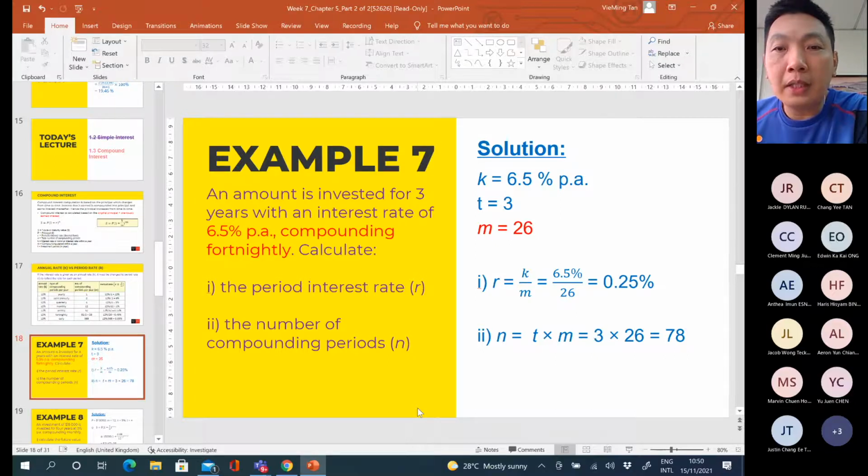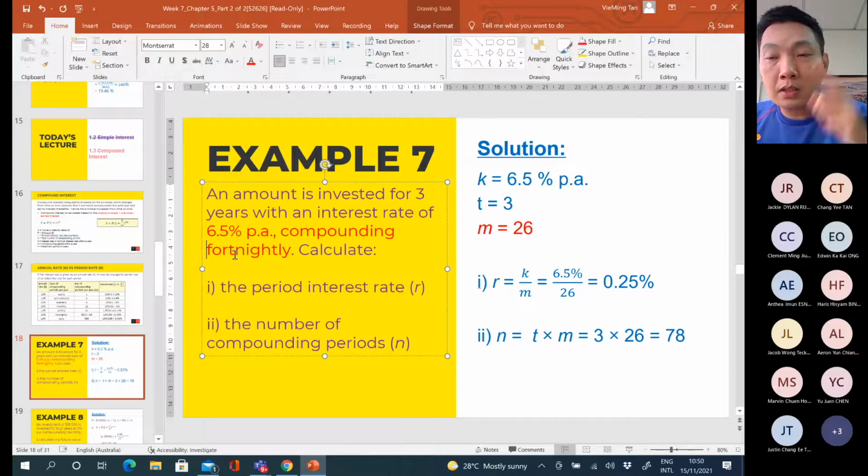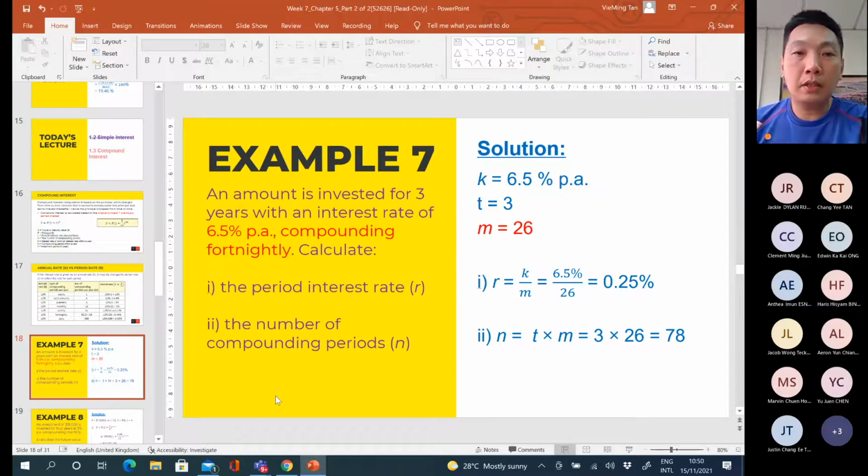This one should be how many times the interest is being compounded within 3 years. How many times? So you have to use 3 years multiply 26, because in 1 year the interest will be compounded 26 times. How to get 26? Here, fortnight. So 1 year compounds 26 times. So if 3 years, then it will be compounded 78 times. So I stop for any question on this?